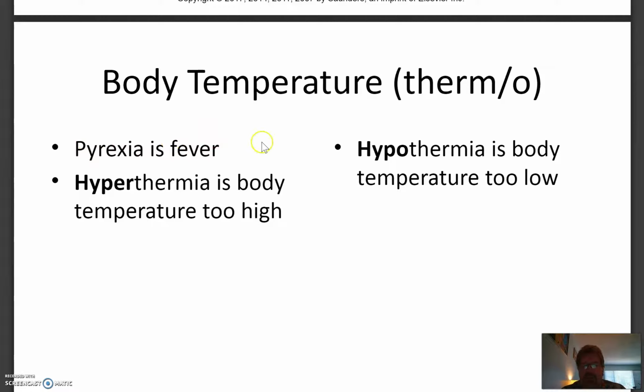Pyrexia is a fever. Hyperthermia is when the body temperature is too high, like when you're having a heat stroke. Hypothermia is where it's too low, like you've been out hiking in the winter and you're trapped out in the mountains somewhere.